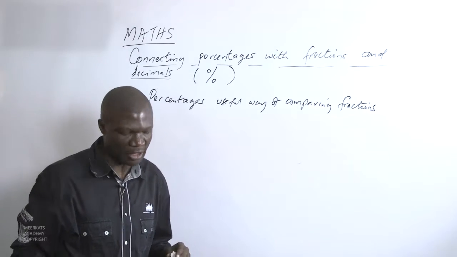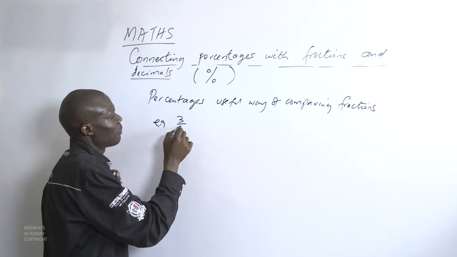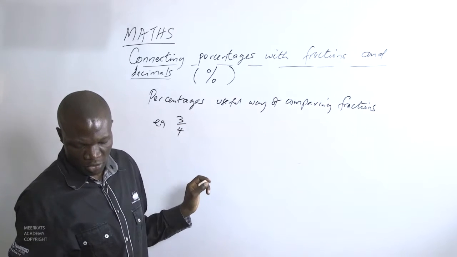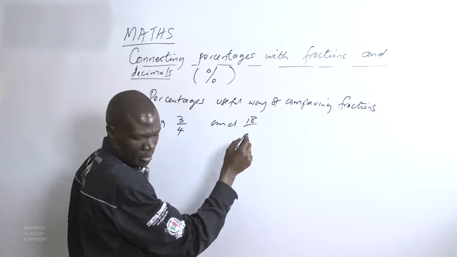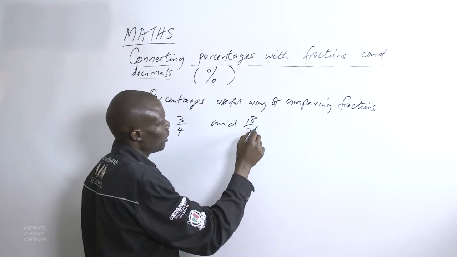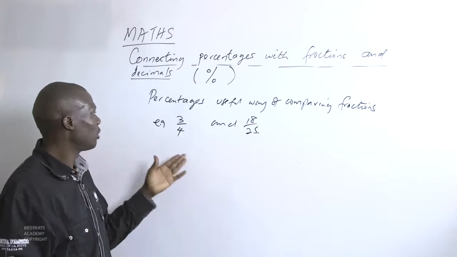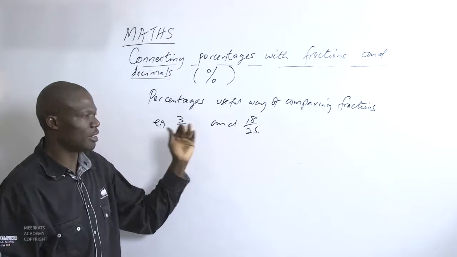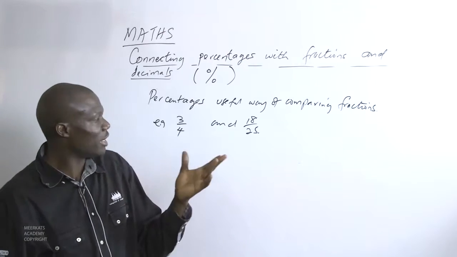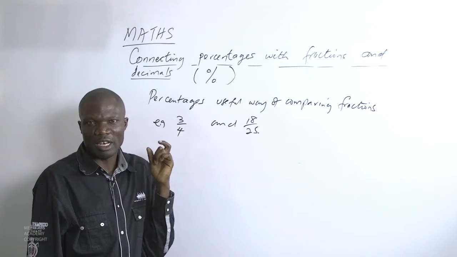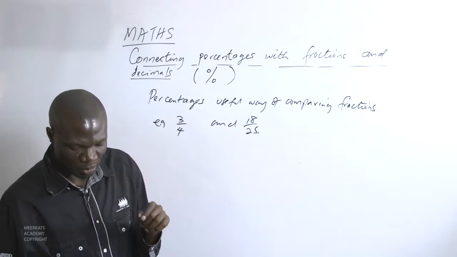I want us to see this. For example, take 3 over 4 and 18 over 25. Now, these are two different fractions. We want to compare them. The easiest way is to express the two as percentages, then it becomes very easy for us to compare.